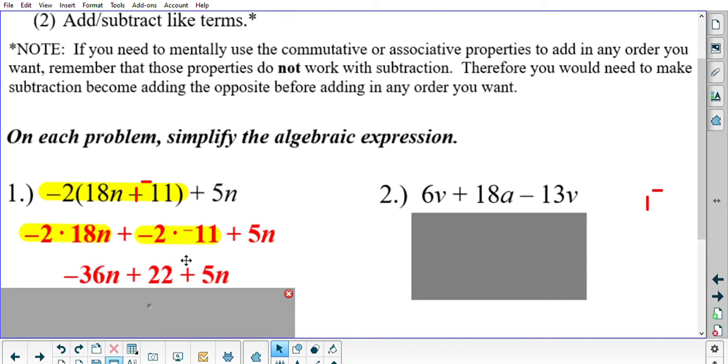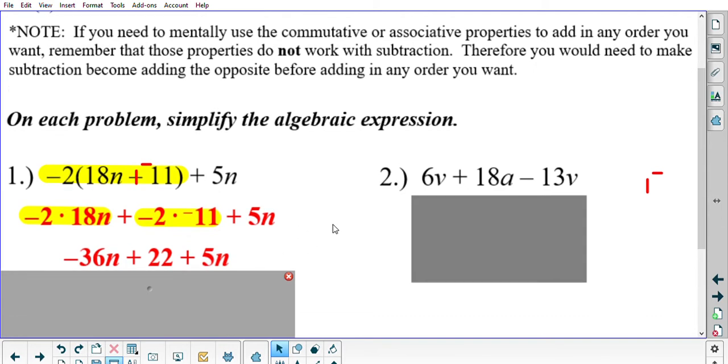Now that the multiplication has been completed, we can go ahead and look for like terms and then add them together. We're going to have to use the commutative property mentally to switch the order of the 22 and the 5n, because you should recognize that the 5n and the negative 36n both have n's, don't they? But the 22 does not. So we're going to add the like terms together. We're going to mentally use the commutative property and move that 22 to the far right side.